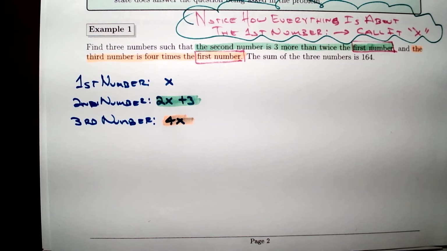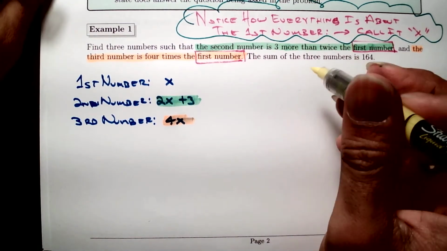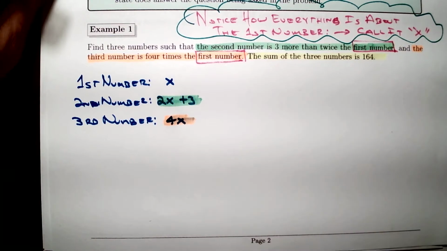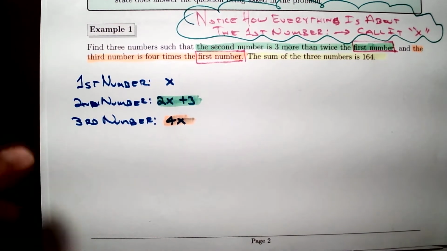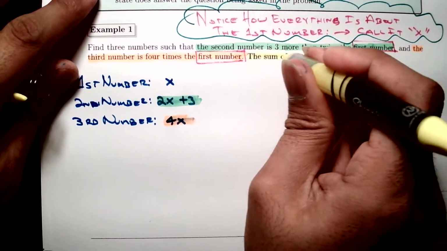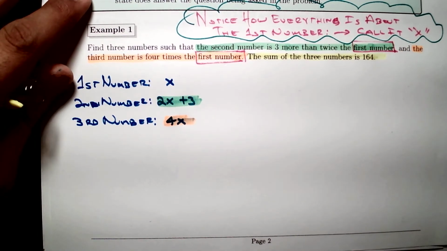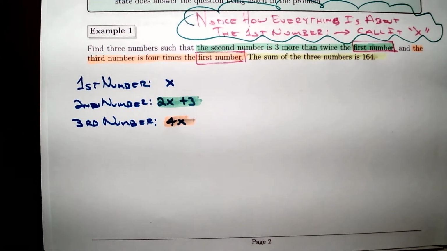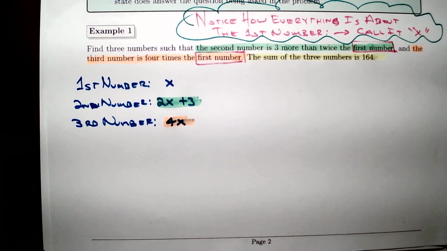Well, now let's read the last sentence of the problem. The last sentence is telling us that the sum of the 3 numbers is 164. So that's going to give us an equation. I'm highlighting it with yellow. We can barely see it, maybe. Hopefully it looks yellow. Yes, it does.